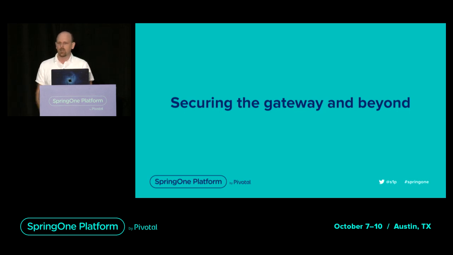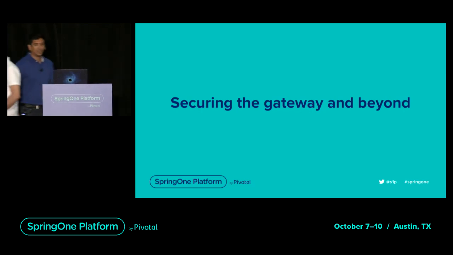So to talk a little bit more about how we secure the gateway and how we can sort of propagate that token down the line to all of our services, I'll hand it over to Saravanan. Thanks, Chris.